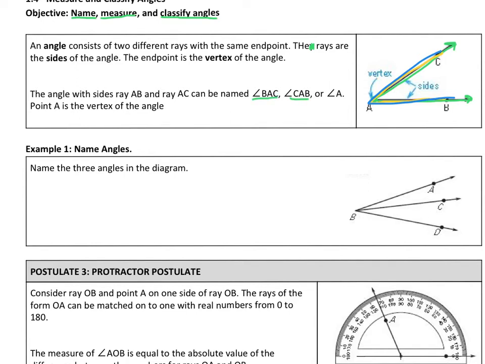We could also name this angle just by its vertex, angle A. Now, that's going to be useful when we only have one angle. But when we have more than one angle, we're going to need to name it with the 3 points, okay, 3 letters. So we can name it using point A, the vertex, but you're going to see in the first example, that's not going to necessarily help us differentiate.